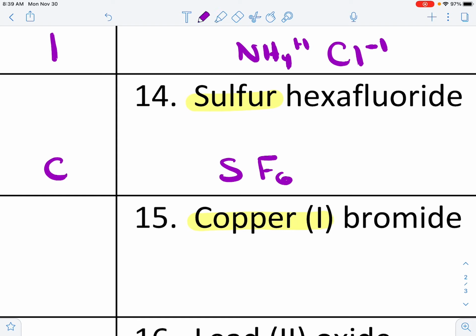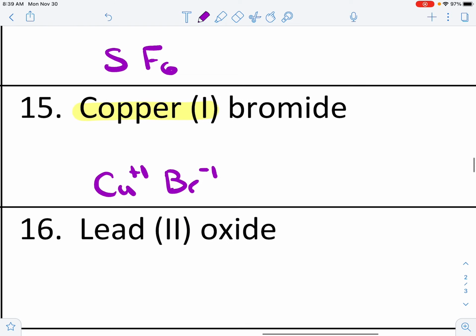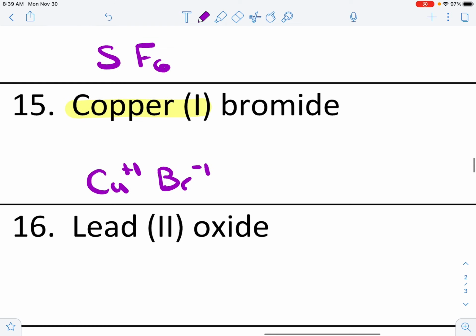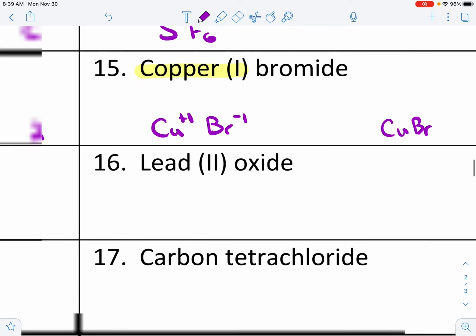This next one should kind of give it away because it's copper(I). It's got that Roman numeral. So that's going to tell us right away that it is type 2. So we've got Cu, which is +1. We've got Br, which is -1. Okay? And so this one is already done for us as well. We're just going to say CuBr. That is our correct answer there.